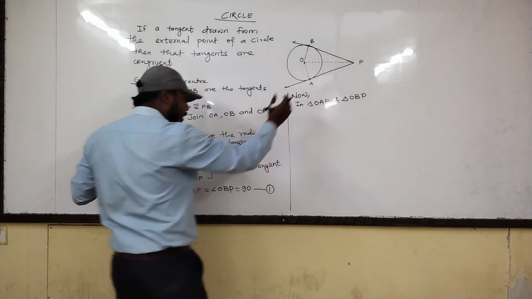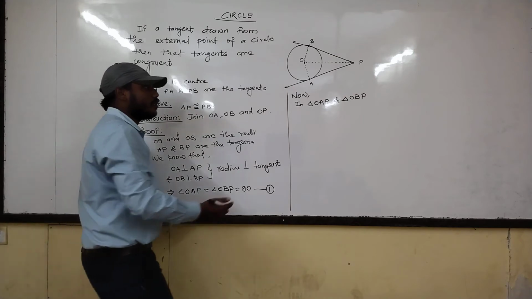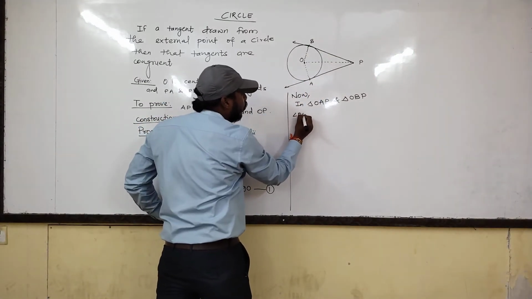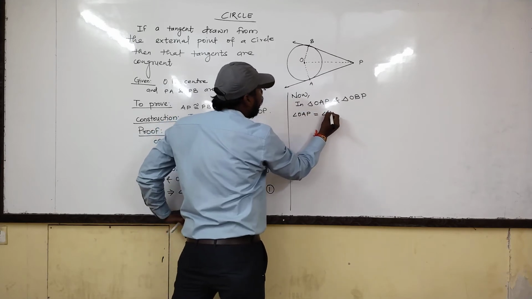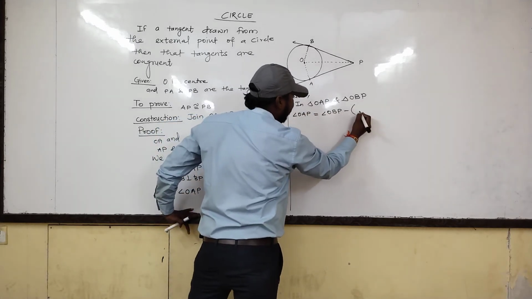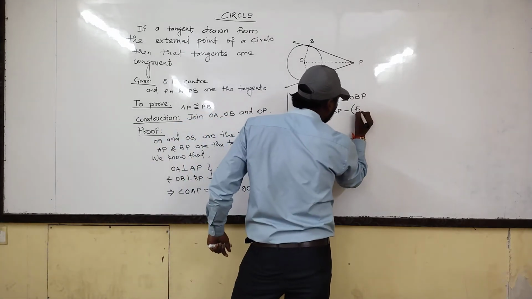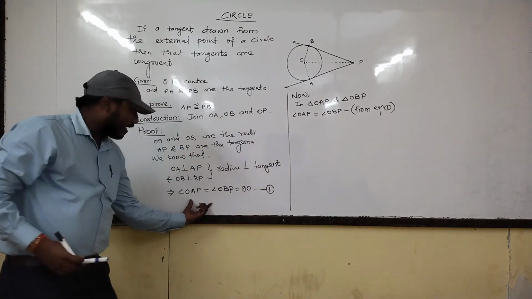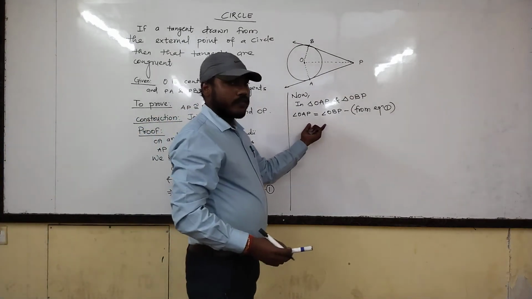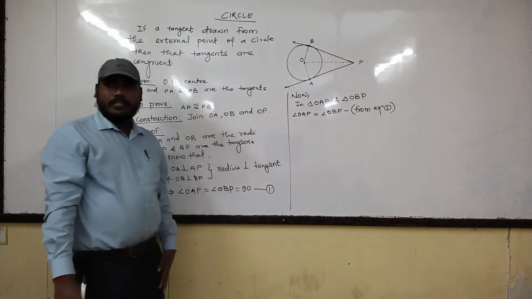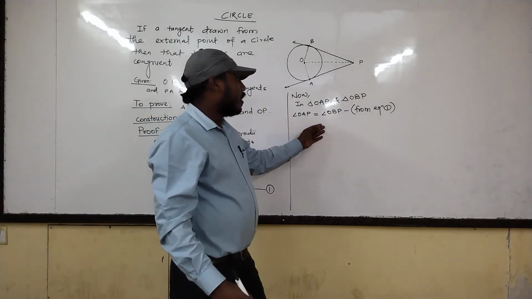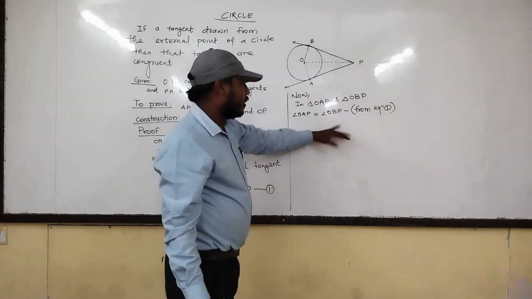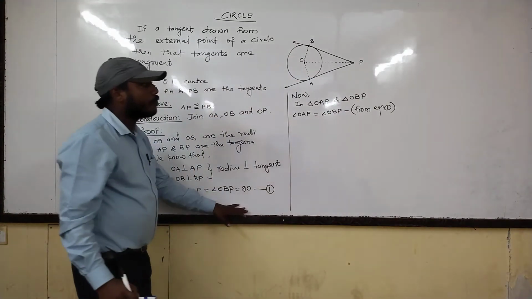How will we prove the triangles congruent? In these two triangles, as we have done in question 1, these two angles represent 90 degrees. So simply we will say that angle OAP is equal to angle OBP, each 90 degrees, from equation 1. The reason for these two being equal is equation 1.